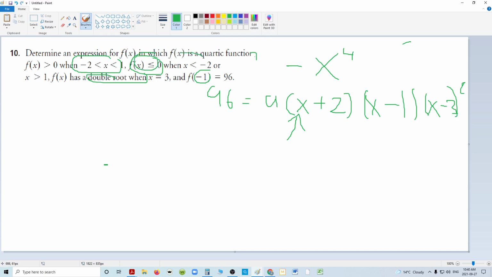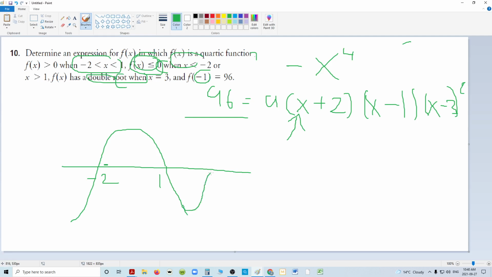The graph is below 0 and it's to the left of minus 2, or above 1 and has a double root, so it bounces back. So I'm just going to make sure I interpreted what they're telling me. The graph is above 0 between minus 2 and 1. It's below 0 to the left of minus 2, or above 1. And has a double root at 3. So it's going to bounce back. Okay. Just making sure, x minus 3 squared. Ah, I forgot to square it. That's the problem. There we go. So I'm going to go back.